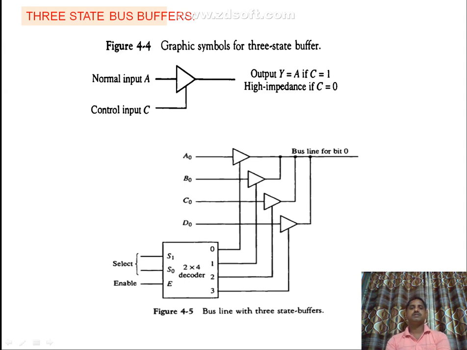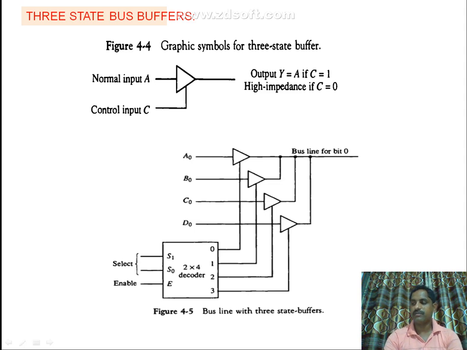And the next one is the 3-state buffer. A bus system can be constructed with 3-state gates instead of multiplexers. A 3-state gate is a digital circuit that exhibits three states. Two of the states are signals equivalent to logical 1 or 0, as in a conventional gate. The third is the high impedance state. The high impedance state behaves like an open circuit, which means that the output is disconnected and does not have a logical significance.